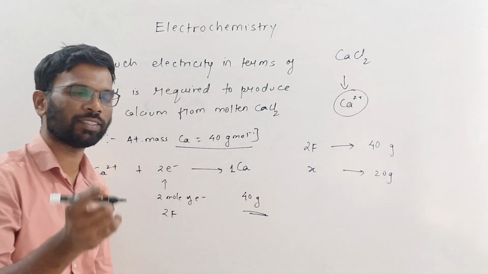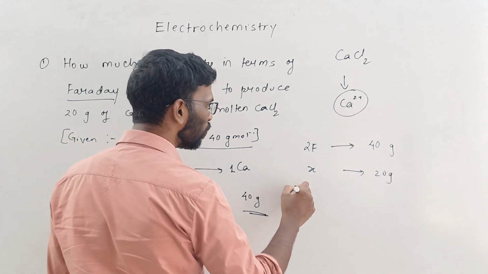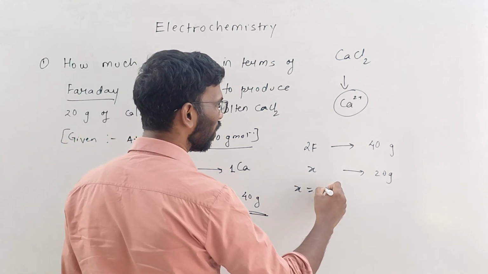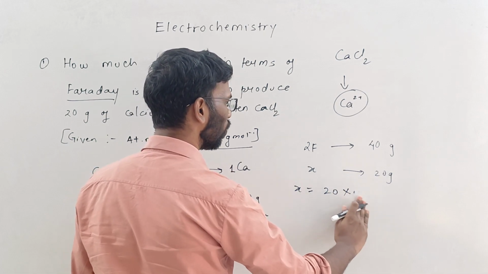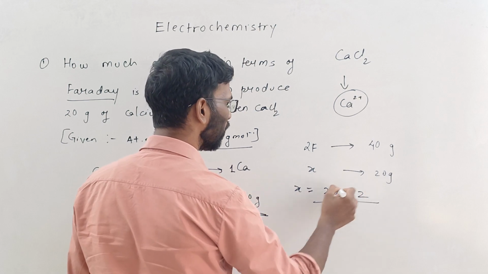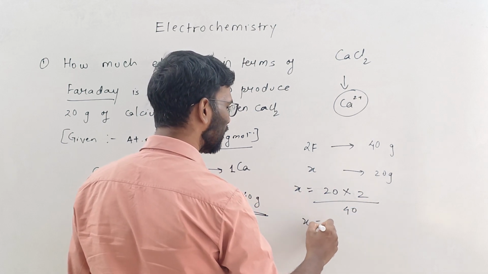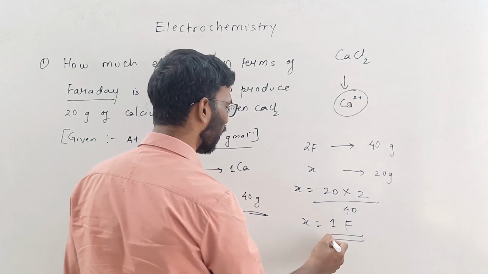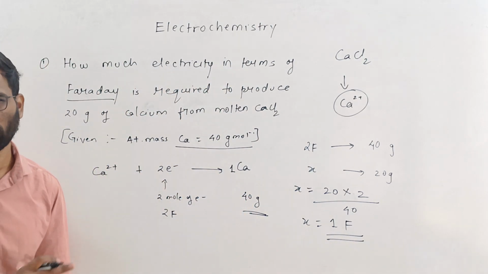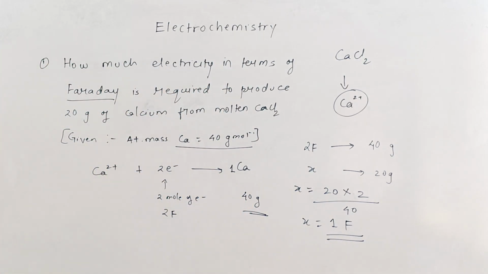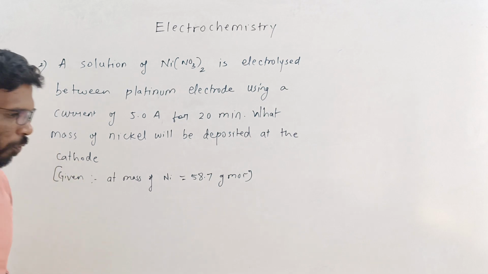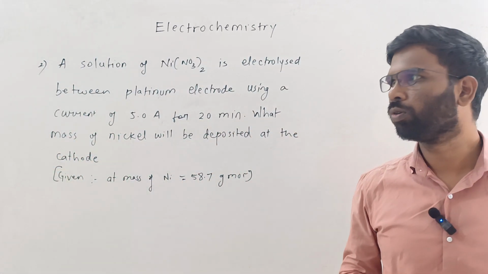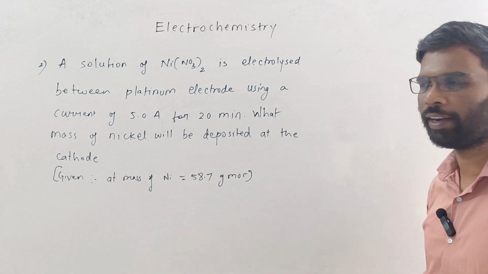Right? So to deposit 20 gram, how many farad? X farad of electricity will be required, right? So X will be equal to what? X will be equal to 20 into 2 divided by 40. X is equal to 1 farad. So the answer over here is just 1 farad. This question is directly formula based. Read the question. Okay. So you should know the formulas of Faraday's law.